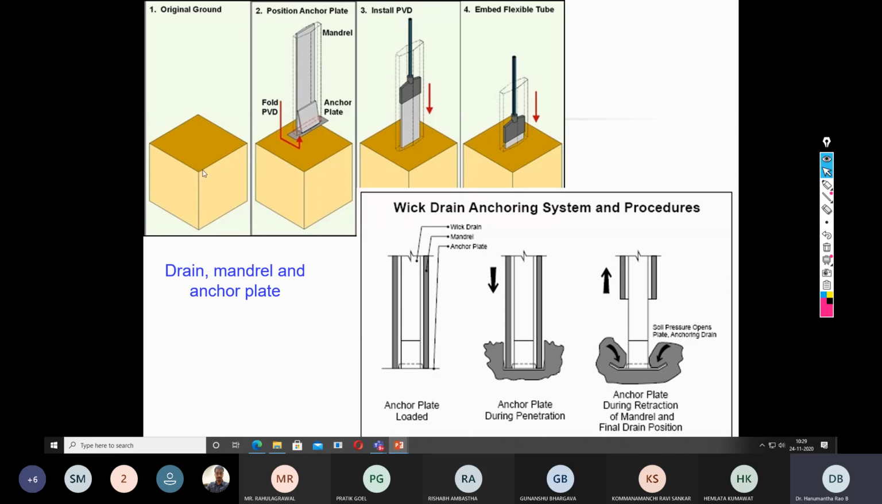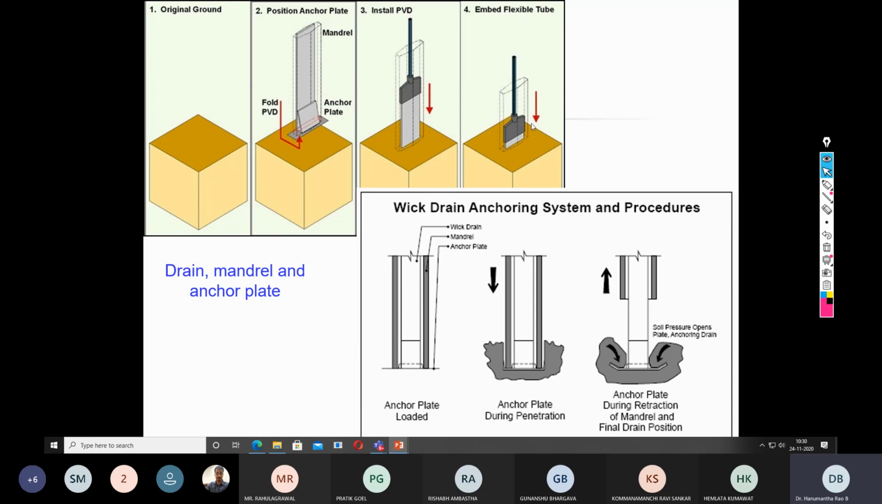So this is the original ground. When you want to install the PVD, the end of the PVD is folded with some iron piece or anchor plate, as shown. It is folded and attached to one anchor plate, and this anchor plate is permanently left inside the ground. You insert the PVD with the anchor plate, and the PVD along with the anchor plate is driven into the ground up to the desired depth.